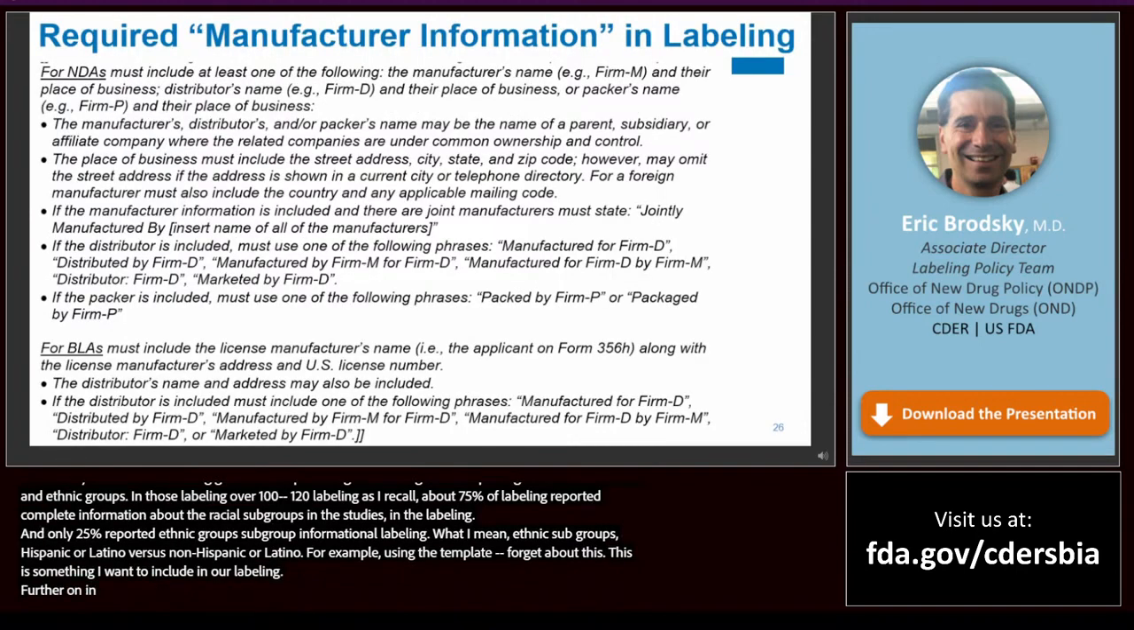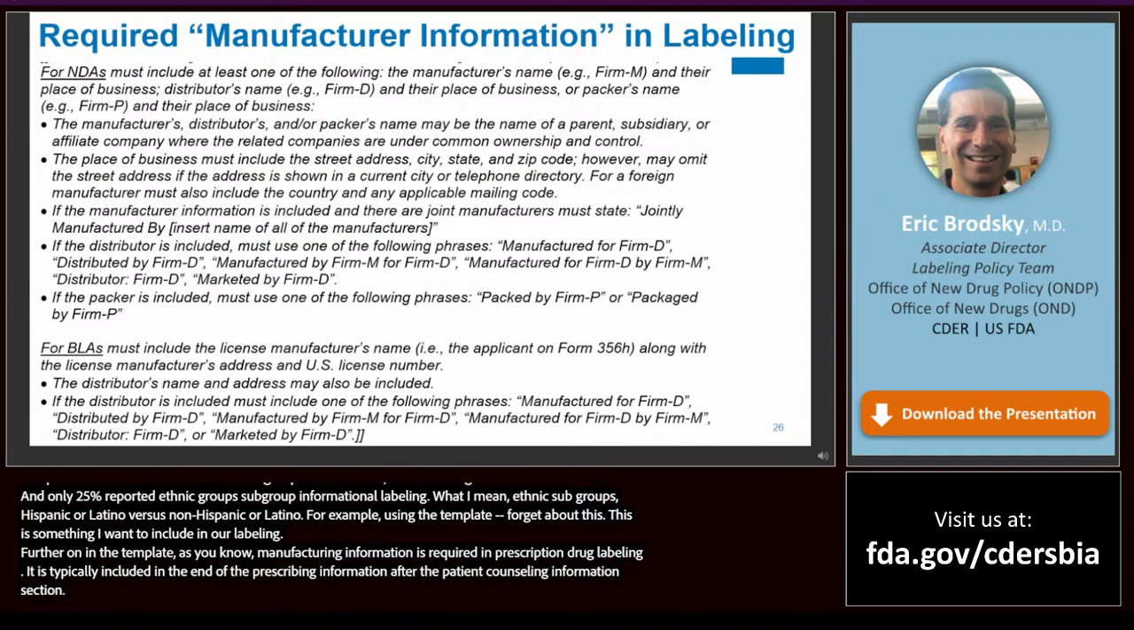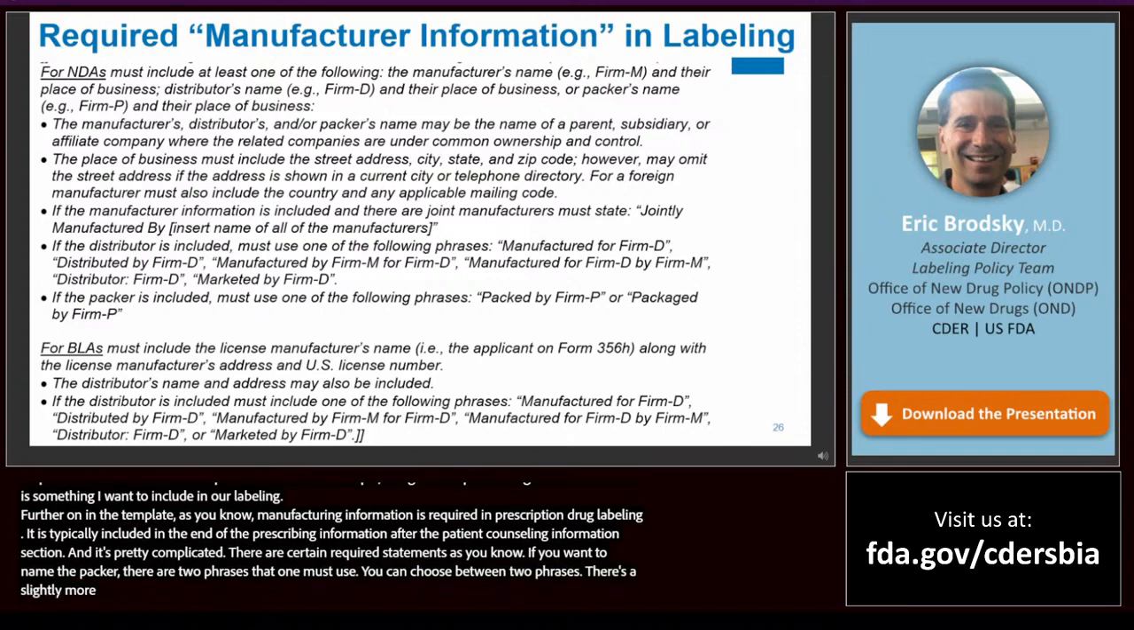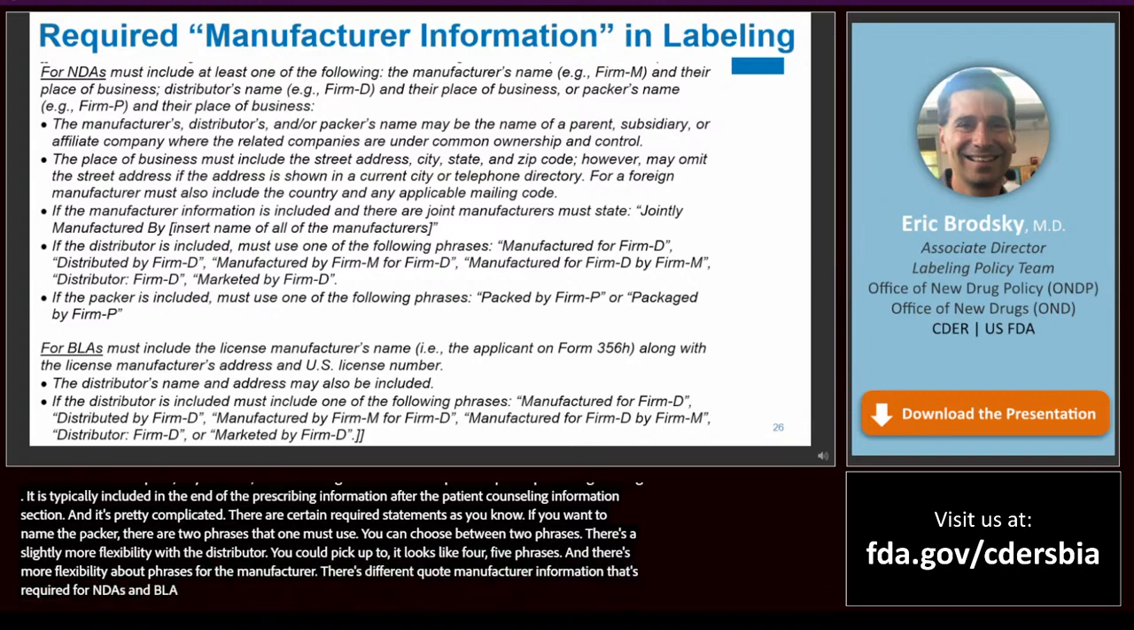Further on in the template, as you know, manufacturing information is required in prescription drug labeling. It is typically included at the end of the prescribing information after the patient counseling information section. And it's pretty complicated. There are certain required statements. As you know, if you want to name the packer, there's actually two phrases that one must use. You could choose between two phrases. There's slightly more flexibility with the distributor. You could pick up to, it looks like 4 or 5 phrases, and there's even more flexibility about phrases for the manufacturer. There's different manufacturer information that's required for NDAs and BLAs, such as the license number is required for BLAs. It's not required for NDAs.